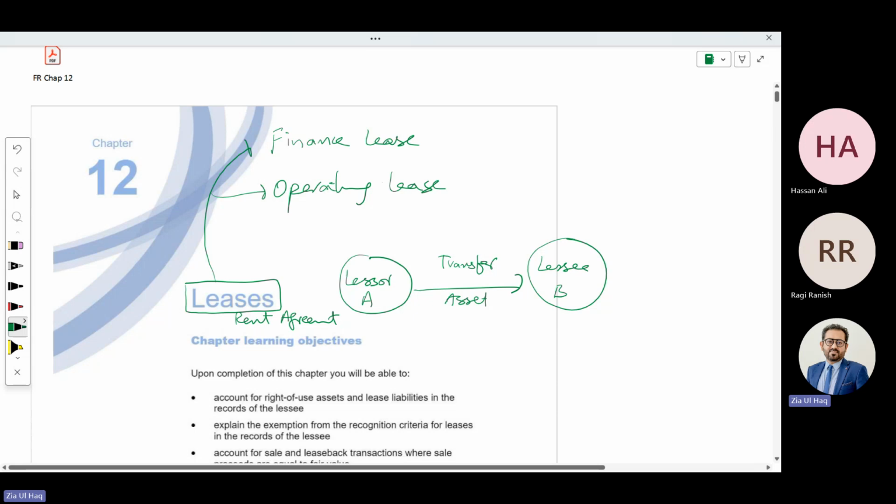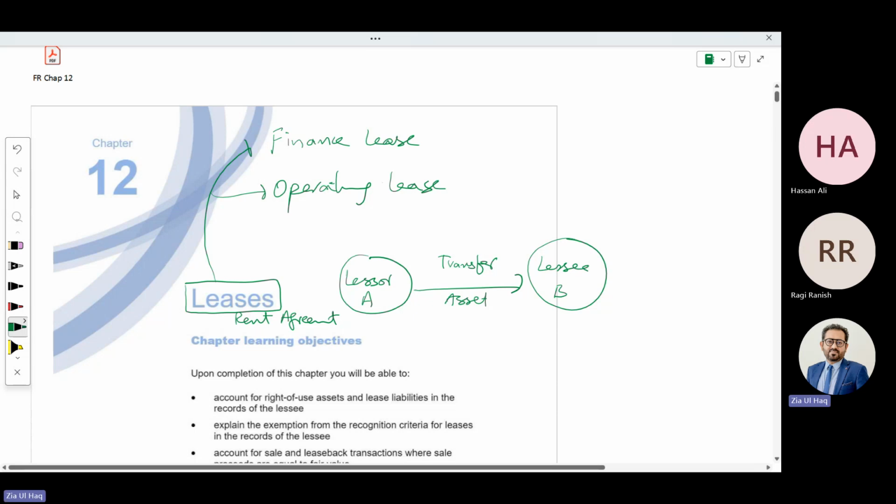What is an operating lease? Where risk and reward remain with the lessor. Ownership title will not be transferred to the lessee. Like a simple rental agreement, we are just paying rent for the use of the asset, and after a certain period, the asset will remain in the ownership of the lessor. Risk and reward ownership will not be transferred to the lessee.